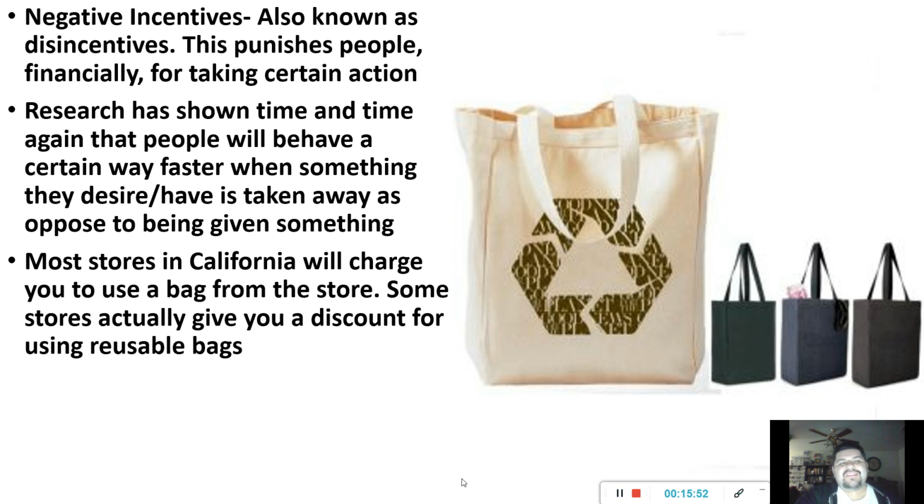Now, negative incentives, this is one of those things that you see a lot of parents do. It's also known as disincentives. This is basically punishing people for taking certain actions. Usually, I've seen parents do this with their kids, with their phones, iPads, PlayStations, Xboxes, things like that. They get a bad grade, they're talking back, they get in fights, something like that. The parents will take away that item.